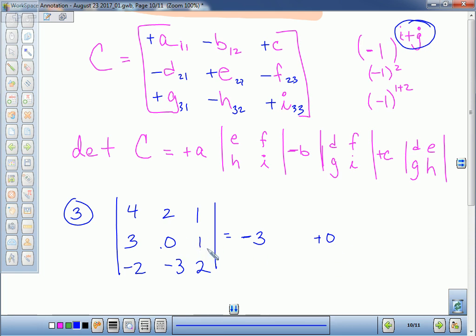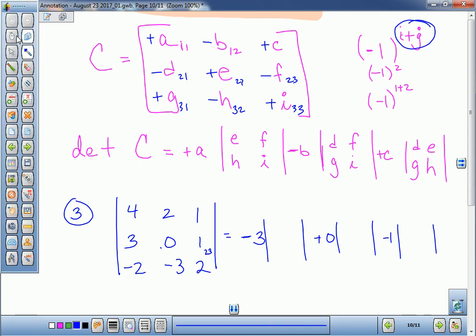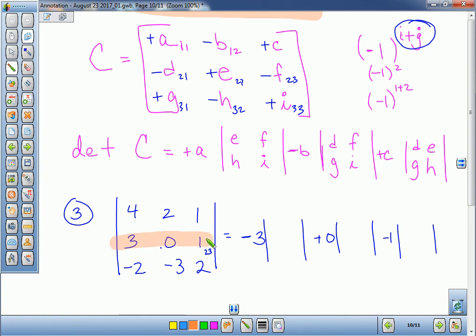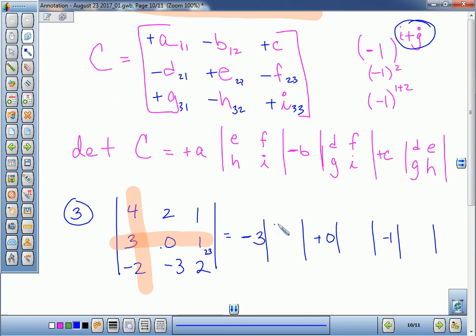And then finally, this is position 2, 3. So it's going to be a negative 1 there. Now, let's see if we can figure out what are my 2 by 2s. So right here, this is the row I've chosen. So when I do the 3, what does it leave me? 2, 1, negative 3, 2.